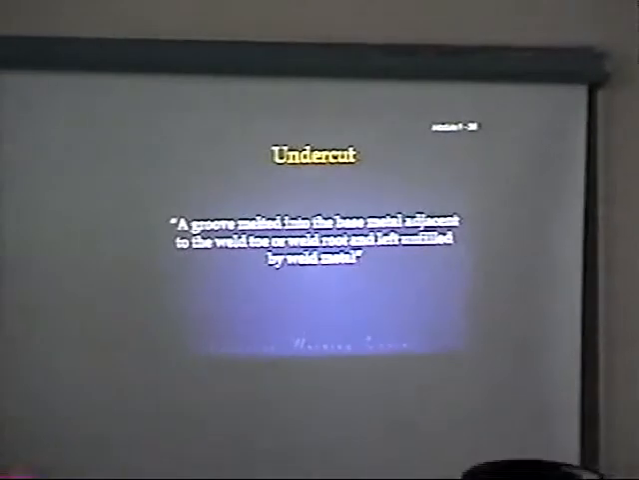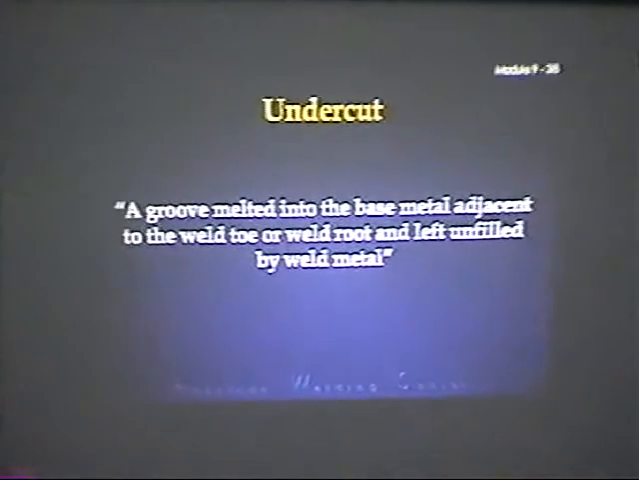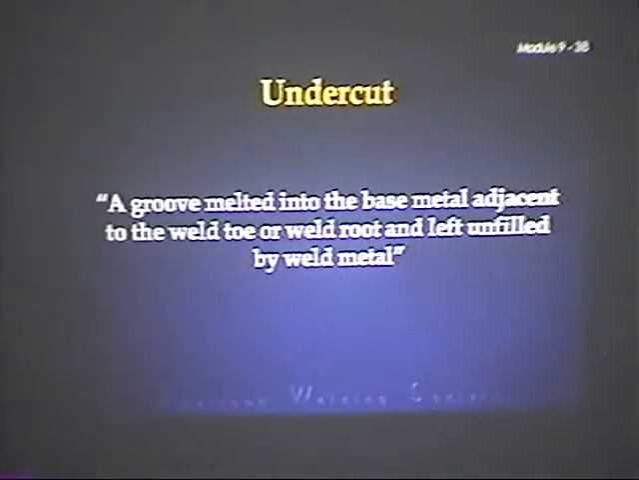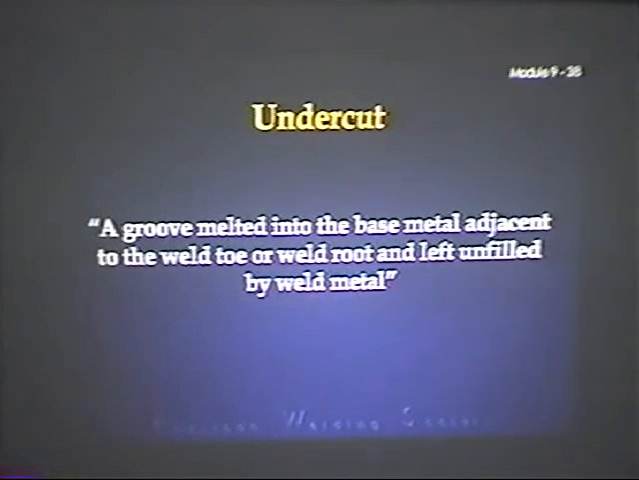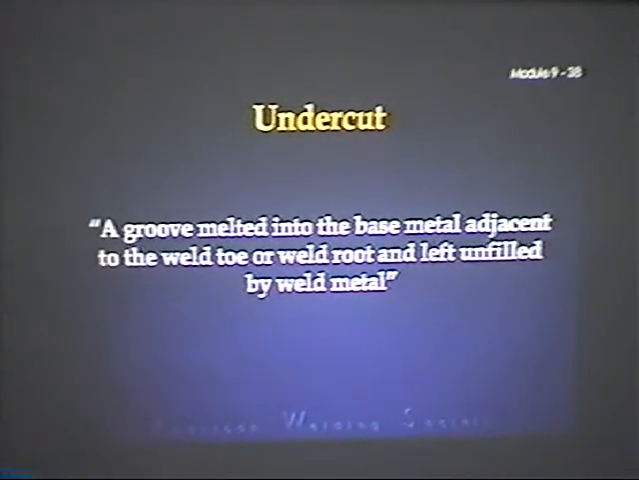And this is the second discontinuity that we're going to talk about. Undercutting, of course, is going to occur if you're making T-joint welds, plate welds, or pipe welds. It's defined as a groove melted into the base metal adjacent to the weld toe or weld root and left unfilled by the weld metal.